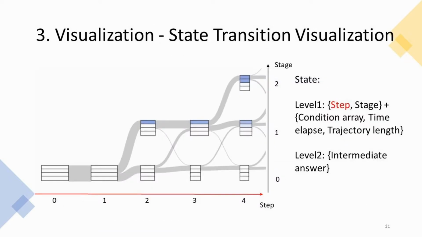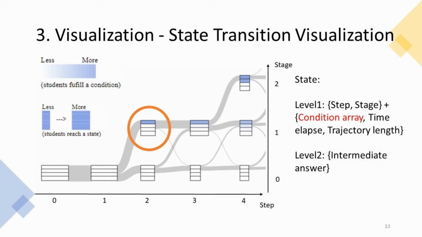In the visualization module, we use a glyph-embedded Sankey diagram to show how a group of students solve the question. The x-axis represents number of steps. A student makes a step when he or she changes the answer. Y-axis represents the number of stages. A student moves to a stage when he or she fulfills a certain number of conditions.